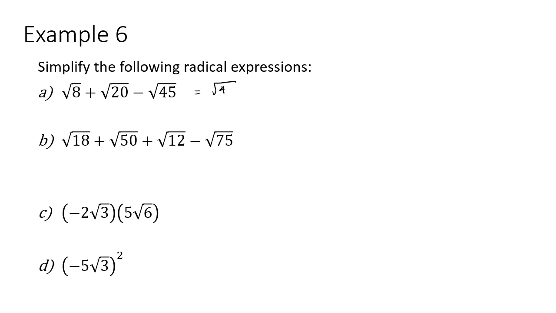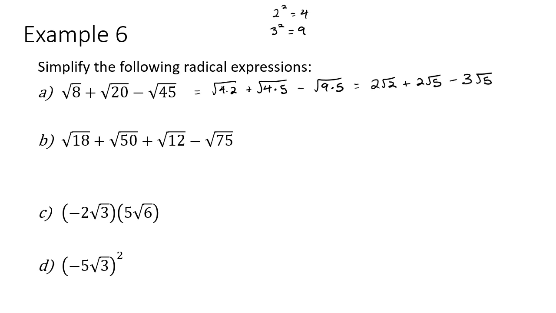8 you can write as 4 times 2. 20 you can write as 4 times 5. And 45, a perfect square you can pull out, is 9. 45 you can write as 9 times 5. And so if we simplify these, take the square root of the 4's and the 9, you would get 2 times the square root of 2 plus 2 times the square root of 5 minus 3 times the square root of 5. And while not all of these radicals are the same, some of them are. So we can add or subtract the ones that are now the same.